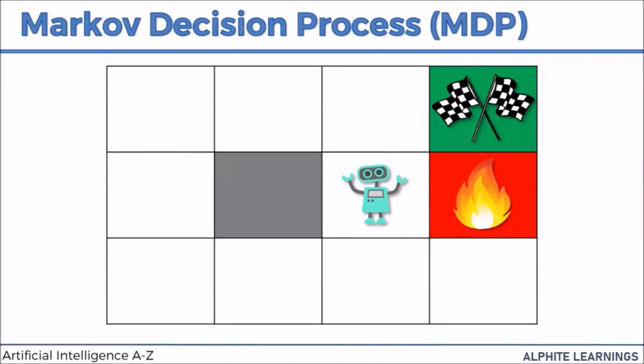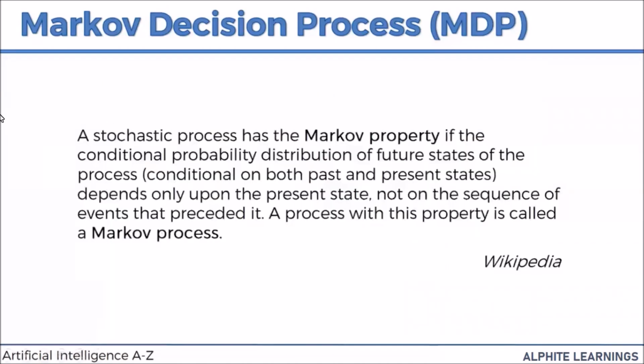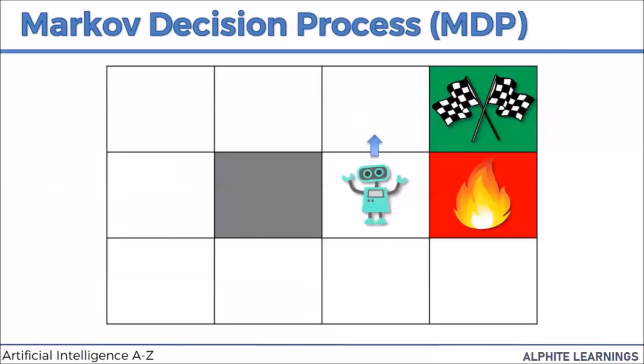So here you can see the conditional probability distribution of future states of the process, conditional on both past and present states, depends only upon the present state, not on the sequence of events that precedes it. Don't think about how it reached that state. You just think about how it is going to proceed. So we are going to see only the probability of moving further, not how it came, whether it came from here to here or here to here. We are not going to see that.